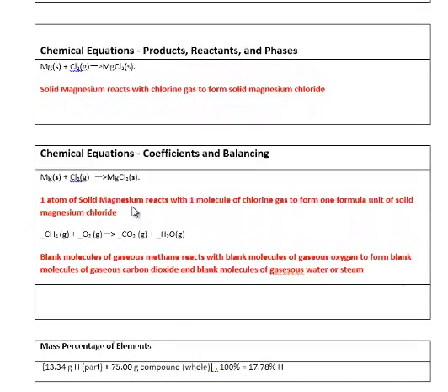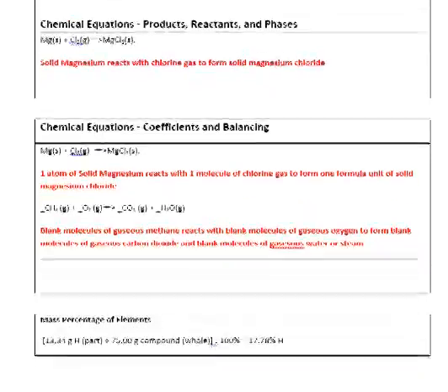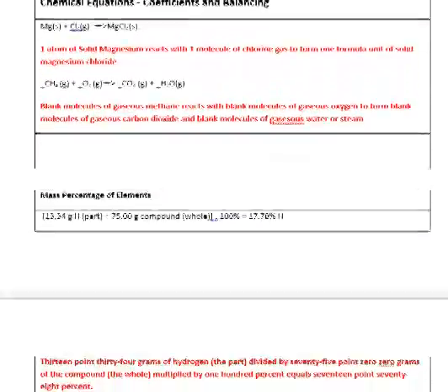One atom of solid magnesium reacts with one molecule of chlorine gas to form one formula unit of solid magnesium chloride. Blank molecules of gaseous methane reacts with blank molecules of gaseous oxygen to form blank molecules of gaseous carbon dioxide and blank molecules of gaseous water or steam.